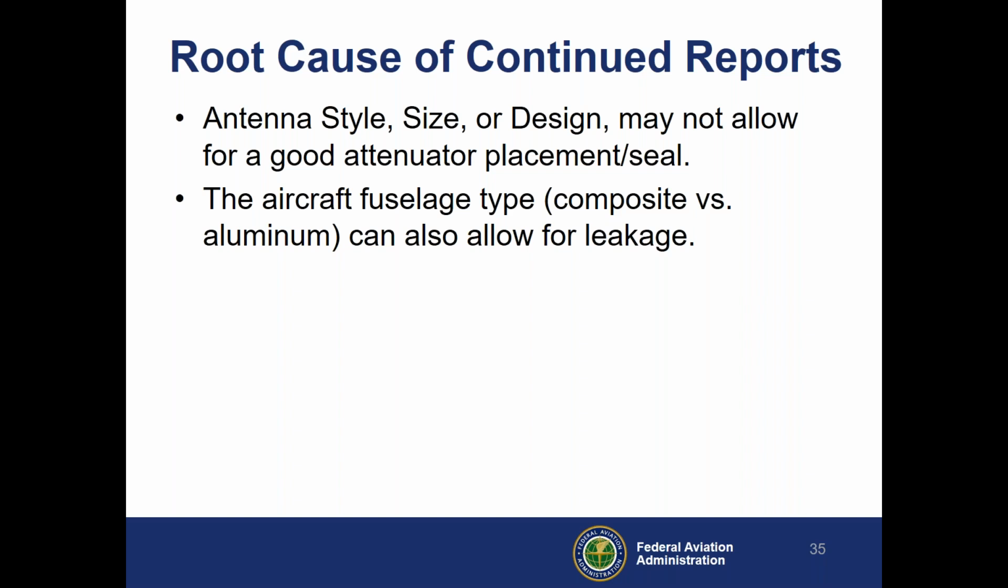I think this was some information that we had in our white paper that we had written up, and it was brought to our attention by an engineer that a composite versus aluminum aircraft, which would provide some additional shielding, and you may get a better seal with your coupler. So it's possible. I think this is not as prevalent or likely of a situation. Could be a contributing factor. It could be.